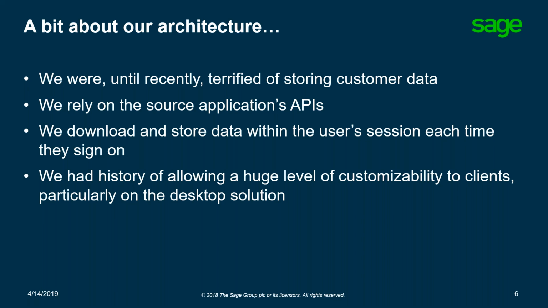But again, because of not wanting to store data ourselves, it meant that we were fully reliant on our source application that we're integrating with their APIs. So not storing data, being reliant on the APIs means that the current Sage Intelligence primary application basically relies on downloading data every single time a user signs on. The relevant data that they want to see in their reports, we have to download that into memory. And then similarly, when they leave, we flush all of that data from memory.